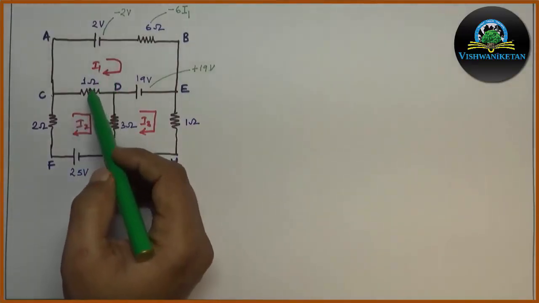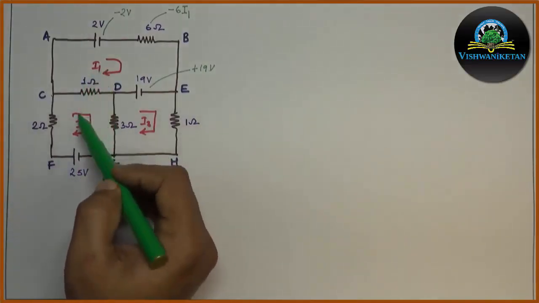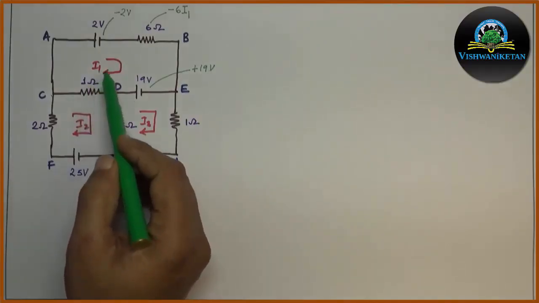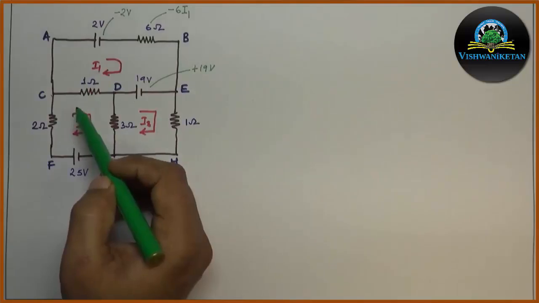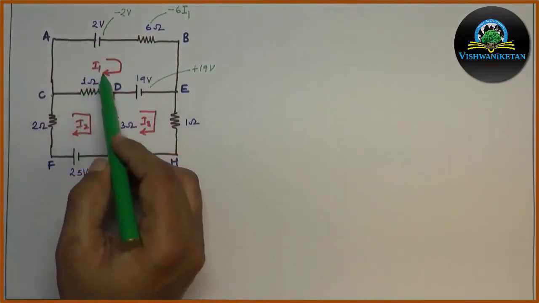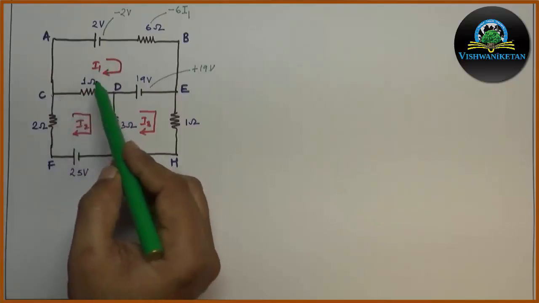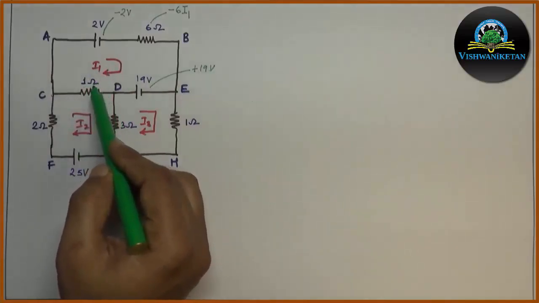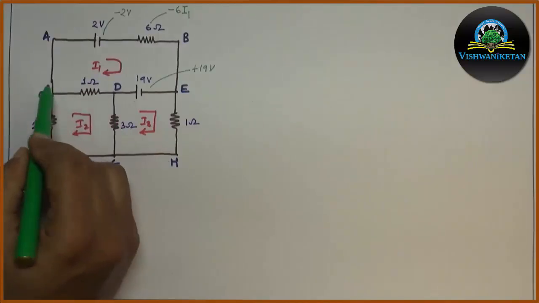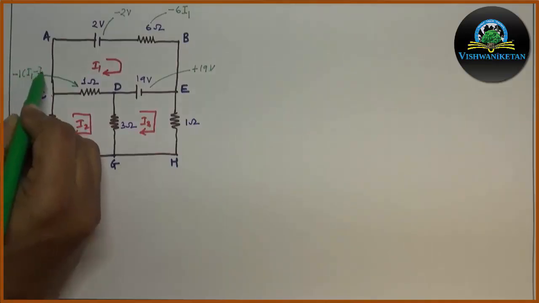Therefore, the voltage drop across the 1 ohm resistor will be due to 1 ohm and I1 minus I2 or I2 minus I1. Now how to decide the direction? The difference I1 minus I2 should be considered because we are in loop 1. Hence, I1 will be assumed higher than I2. Hence, for mesh 1 equation, the current through 1 ohm is I1 minus I2, so the voltage drop across 1 ohm will be minus 1 times (I1 minus I2).